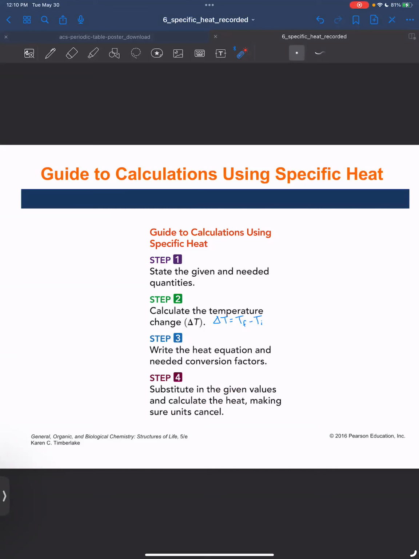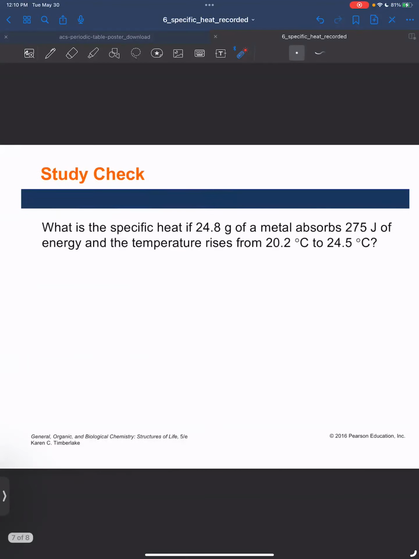So go ahead and try to do this study check on your own, pause the video, and then check your work with me when you're done. What is the specific heat if 24.8 grams of a metal absorbs 275 joules of energy and the temperature rises from 20.2 degrees Celsius to 24.5 degrees Celsius?